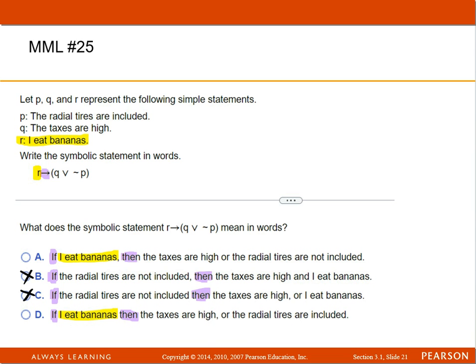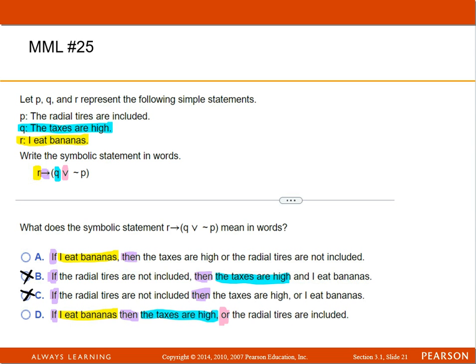And then the next thing I see is Q. So after the word then, you'll have the taxes are high. The taxes are high. Okay. Then the next thing I see is this symbol. That is an OR symbol.